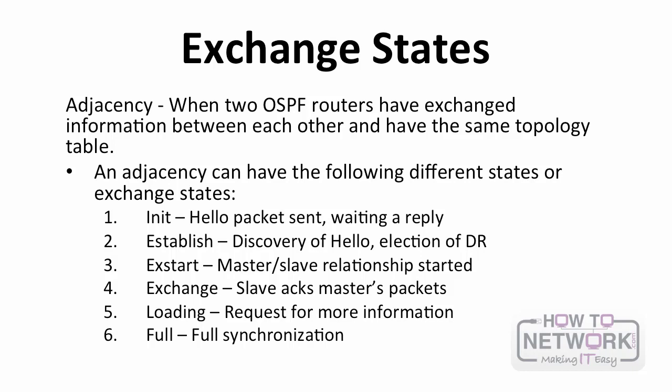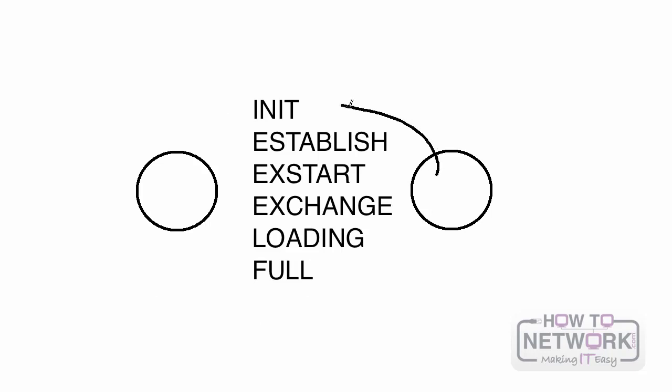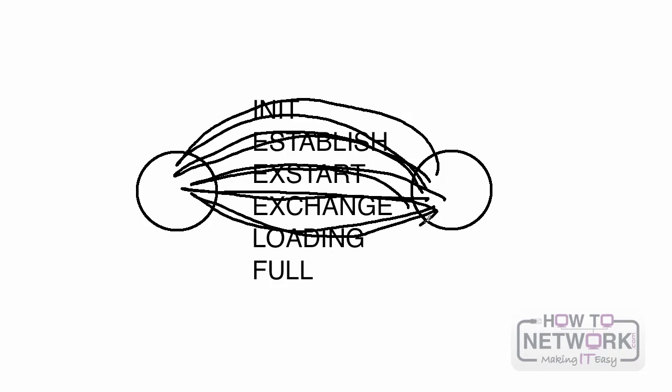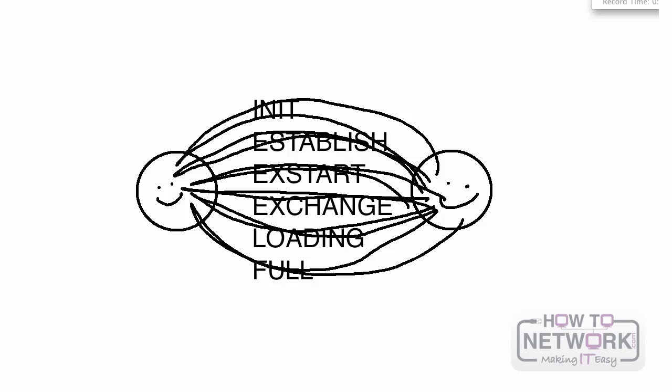Then there's the exchange state, where the slave acknowledges the master's packets, and the information in this state is only LSA headers, and it describes the contents of the entire link state database. Then there's loading, where there's a request for more information. In this state, the actual exchange of link state information occurs. And then there's full synchronization, and in this state, routers are fully adjacent with one another. All the router and network LSAs are exchanged, and the routers' databases are fully synchronized.